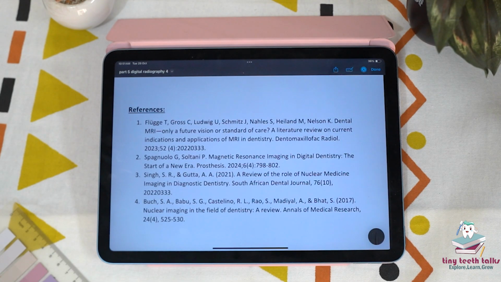These are some of the references. Stay tuned for the next part, which includes computed tomography, CT, spiral CT, and CBCT.